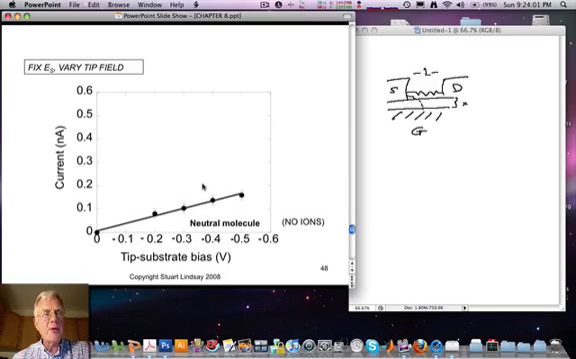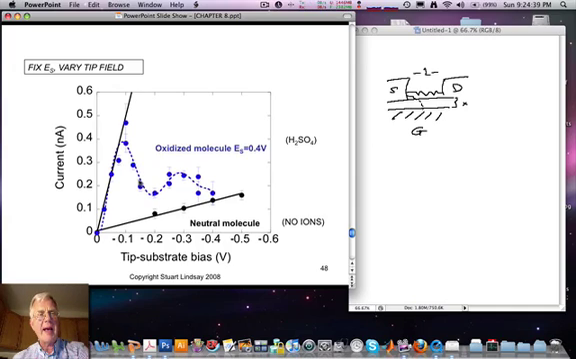Now, before I show you the results for that experiment, let me show you what happens in a solvent containing no ions, an organic solvent. Because the solvent cannot sustain the polarization necessary to allow the oxidation of the molecule, no electrochemical process occurs, and the current versus voltage response of the molecule is simply like Ohm's law. It's linear. But if we now repeat this experiment in acid, so now we are keeping the surface potential fixed and sweeping the tip to substrate bias, a very interesting thing happens.